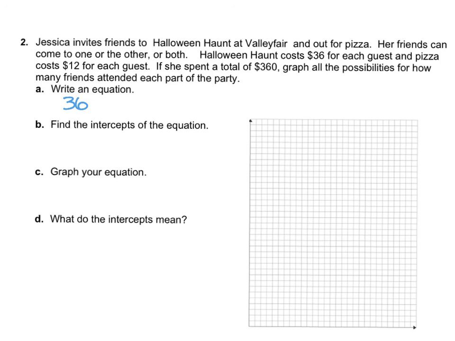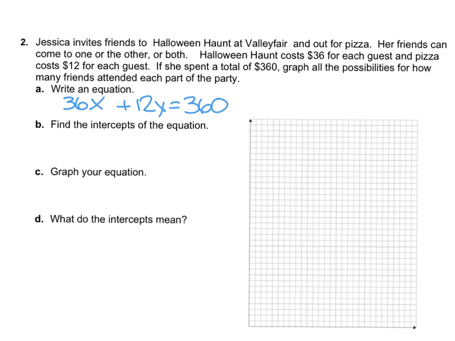All right, so if we write the equation for this, we would have $36 for each guest going to the Halloween haunt, and so that would be our x. And then we can have $12 for each guest that would have pizza. And now we have a total of $360 that we can spend. All right, so we need to find the intercepts of the equation.